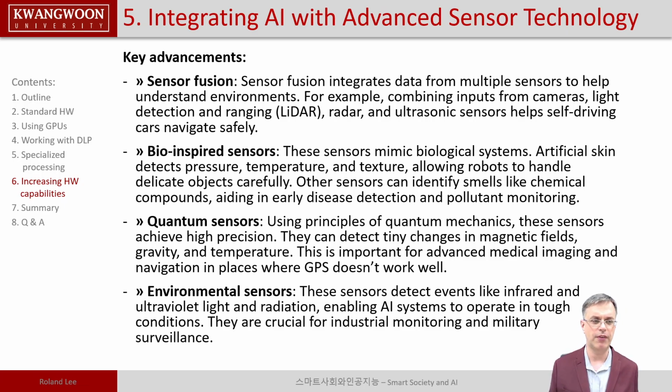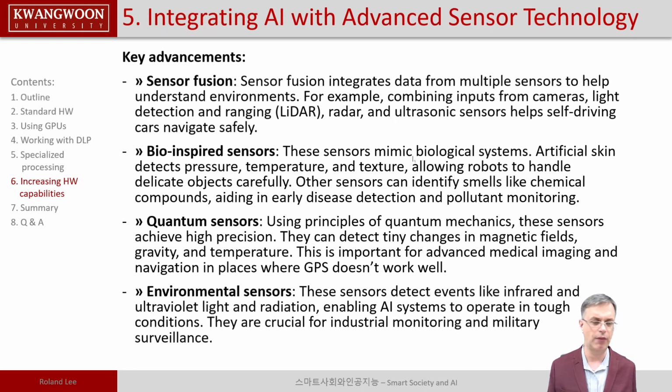Environmental sensors are the next key advancement. These sensors detect things like infrared and ultraviolet light and radiation, enabling AI systems to operate in tough conditions as well. They are crucial for industrial monitoring and military surveillance.